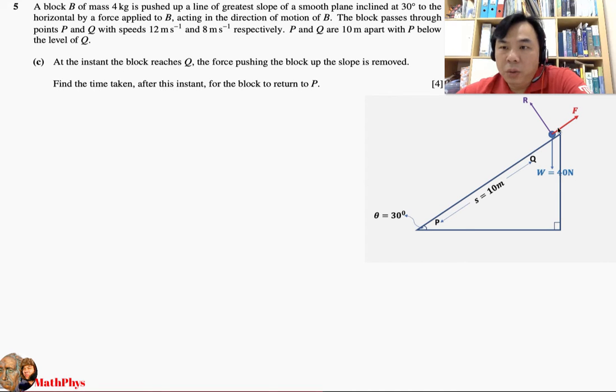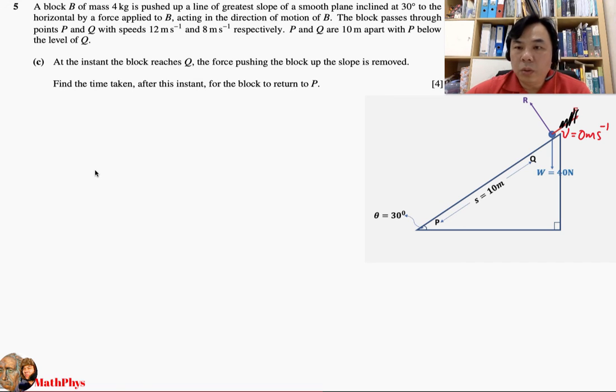So after Q, there is no longer any force being applied, and then as it progresses upward, there will be a position where it will stop moving. So this final velocity will be equal to 0 meters per second here, whereby the force will be removed here. Okay, so I hope that is clear at this point.